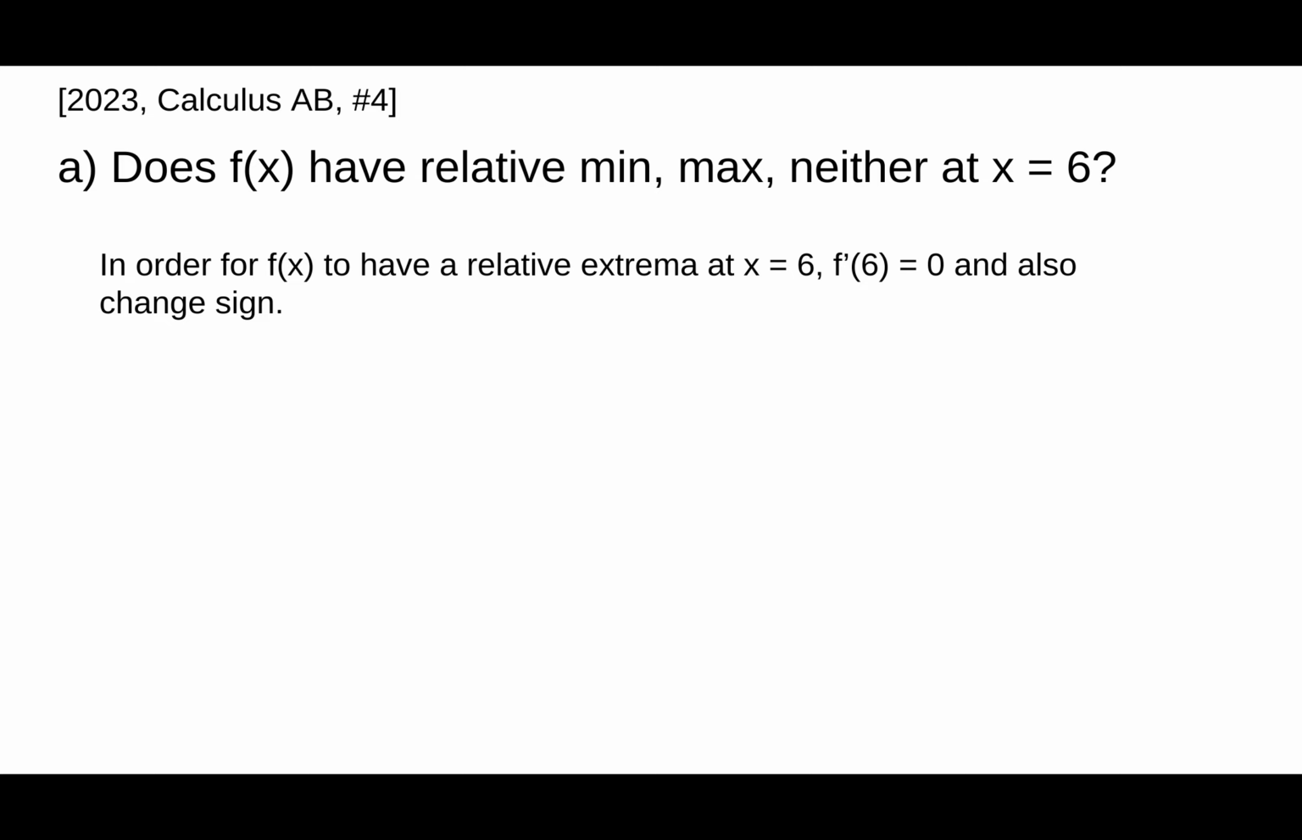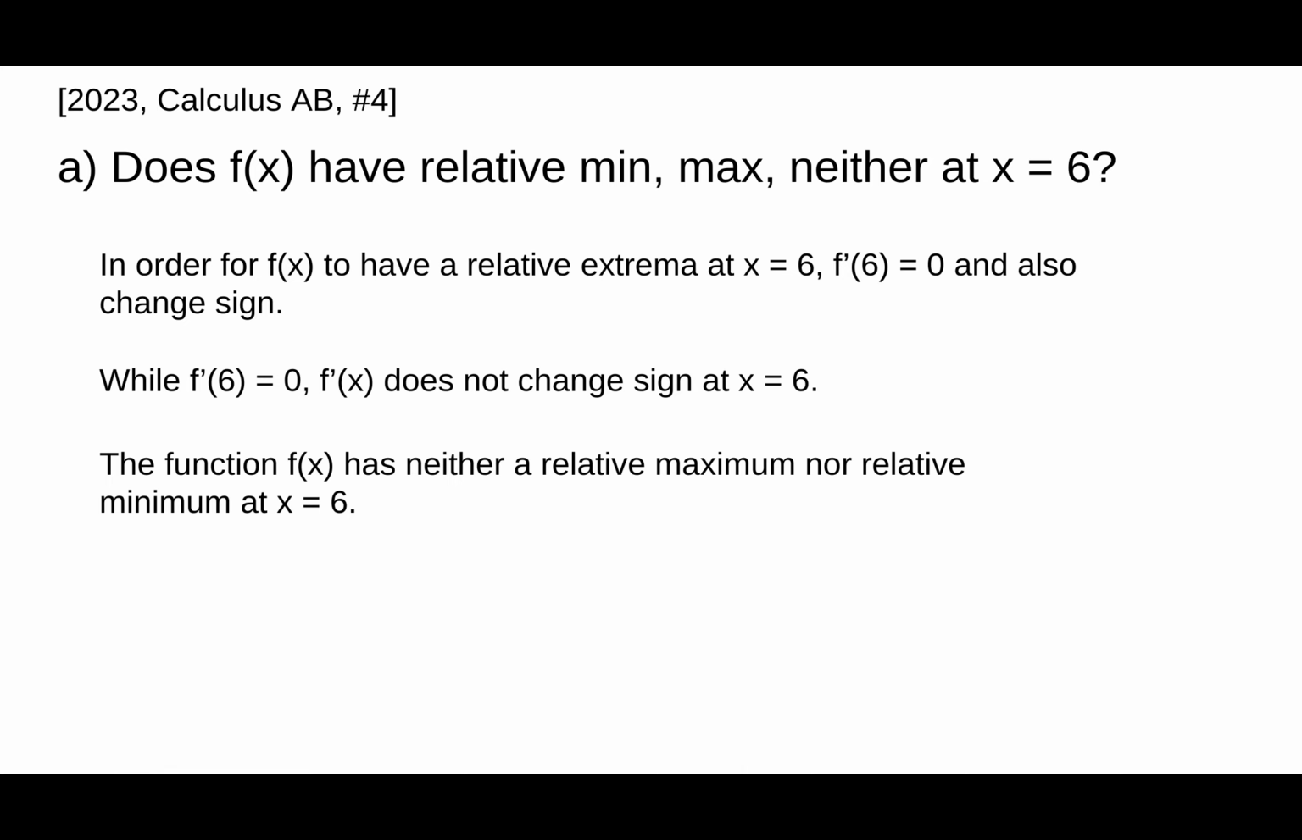So if you check the graph for f prime of x, you can in fact verify that f prime of 6 is 0. However, it does not change sign at x equals 6. It's positive to the left of 6 and positive to the right of 6. So even though f prime of 6 is equal to 0, there is no change in sign, so f has neither a relative maximum nor a relative minimum at x equals 6.